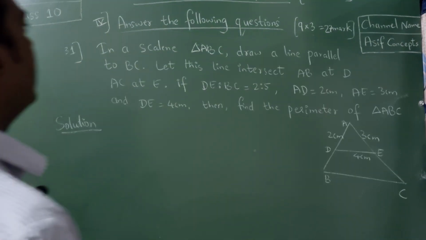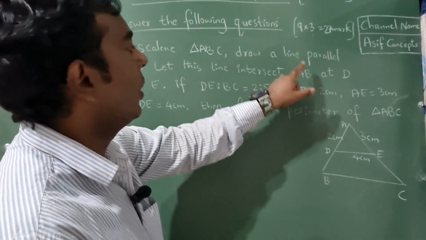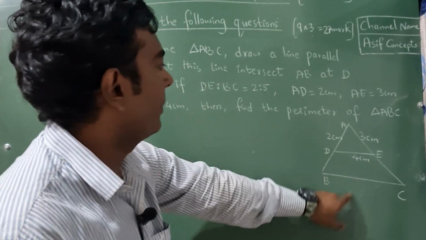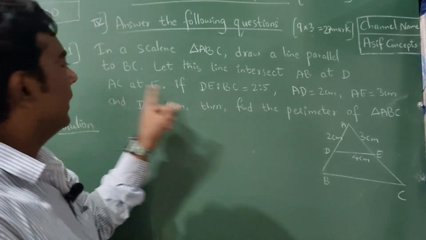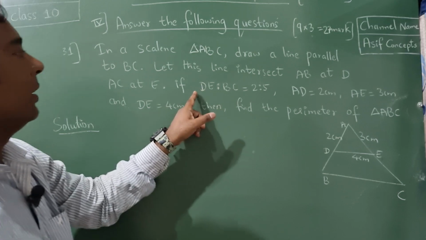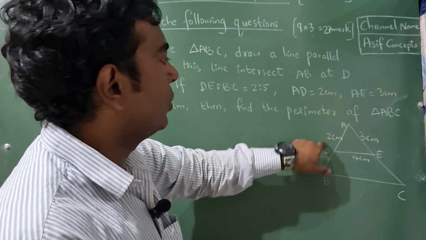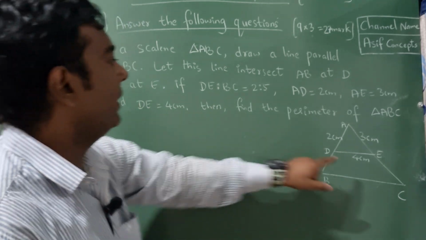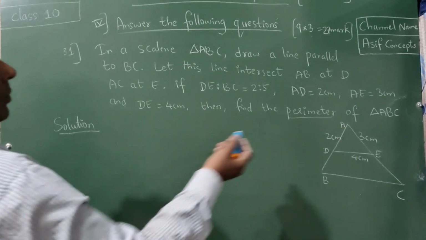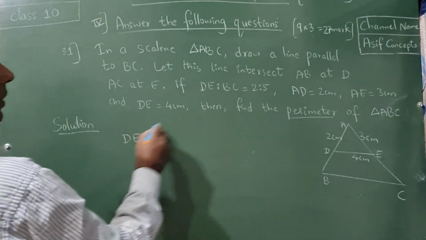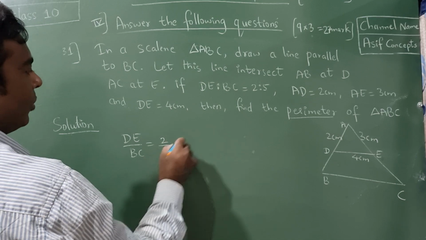Now the 31st question is, in a scalene triangle ABC, draw a line parallel to BC. Let this line intersect AB at D, AC at E. DE by BC is in the ratio of 2:5. AD is 2, AE is 3, DE is 4. Then find the perimeter. So let me write DE by BC here first is equal to 2 by 5.